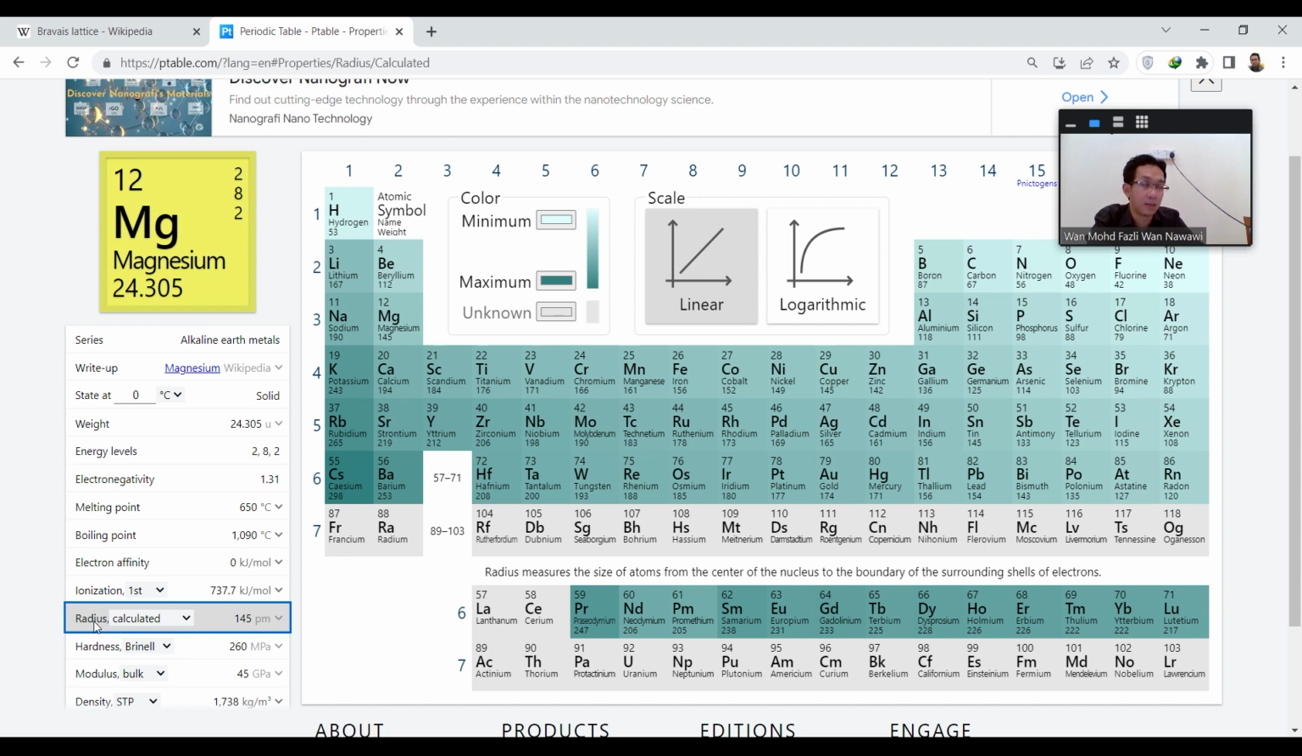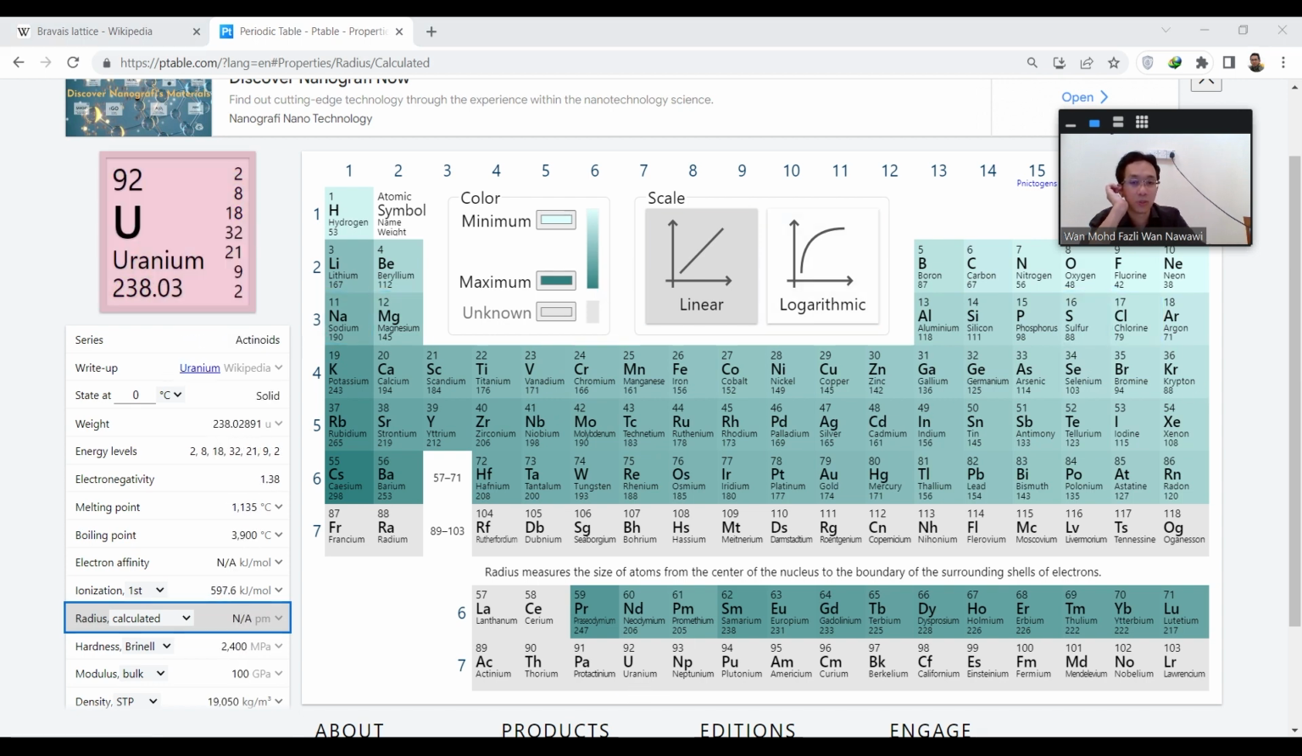We learned in the periodic table in the previous class that the size of the atom becomes bigger when you go from the right to the left. You can see here the color for the chlorine is less blue compared to the sodium. Sodium has the darker color, the maximum, and because we are looking at the radius, we can see that the sodium is bigger than the chlorine.